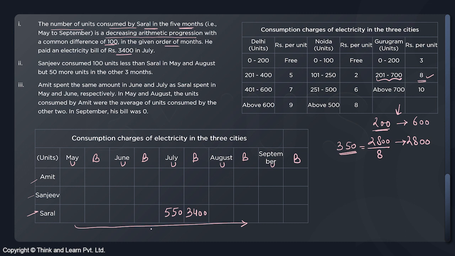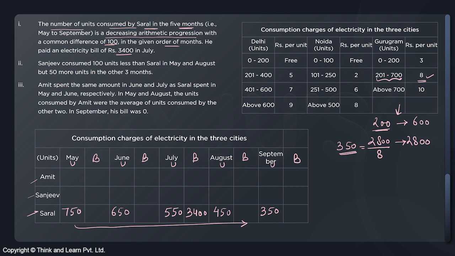And we also know that the units consumed are in a decreasing AP of 100. So in August, he must have consumed 450. In September, he must have consumed 350. In June, he must have consumed 650. And in May, it must have been 750. So these are the number of units. Of course, we can calculate the cost as well easily from there.